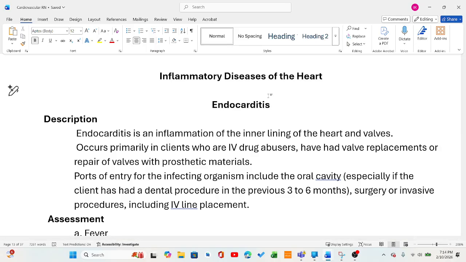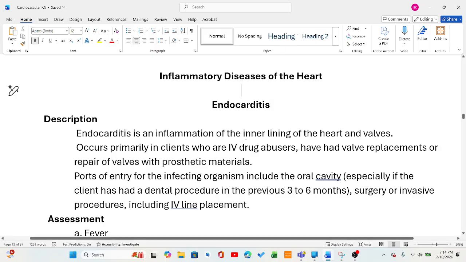So there are three layers of the heart. The first one is the peri. So the peri, we have endo, we have myo. Peri means the outer layer of the heart is called the pericardium. The innermost layer of the heart is called endocardium. And then the middle layer is called myocardium. So when there's an infection, the location will determine the name.